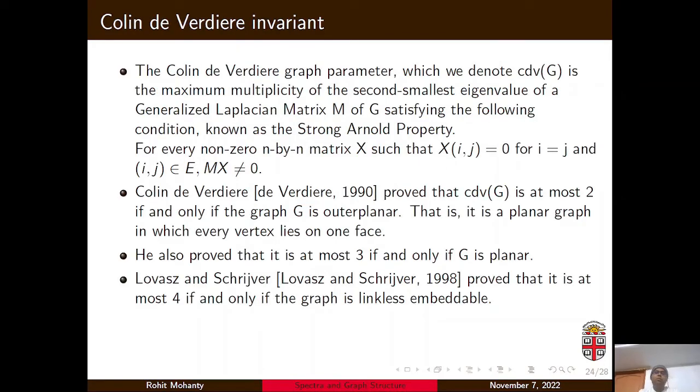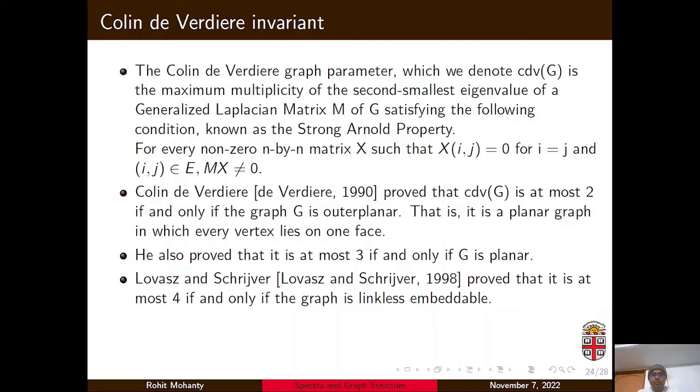Now we talk about another property of planar graphs, which is the Colin de Verdière graph parameter. The Colin de Verdière graph parameter is denoted as CDV(G), and it is the maximum multiplicity of the second smallest eigenvalue of a generalized Laplacian matrix of a graph G that satisfies the following condition: for every non-zero n by n matrix X such that Xij is equal to 0 for i equal to j and ij belongs to E, MX is not equal to 0. This property is called the strong Arnold property.